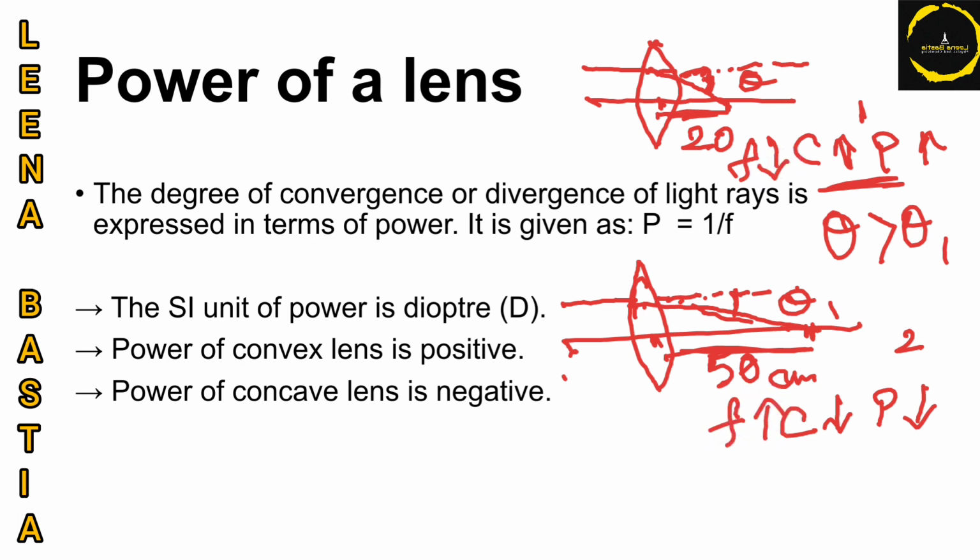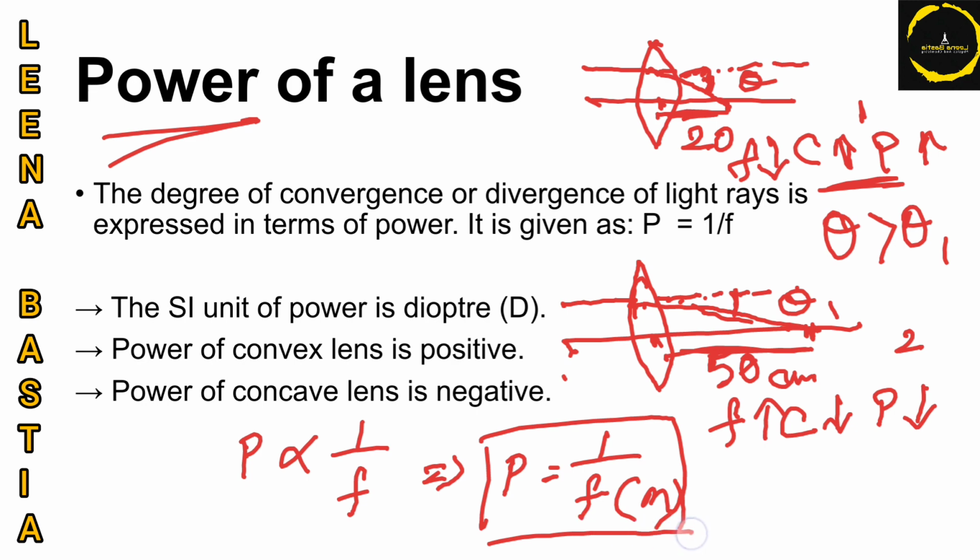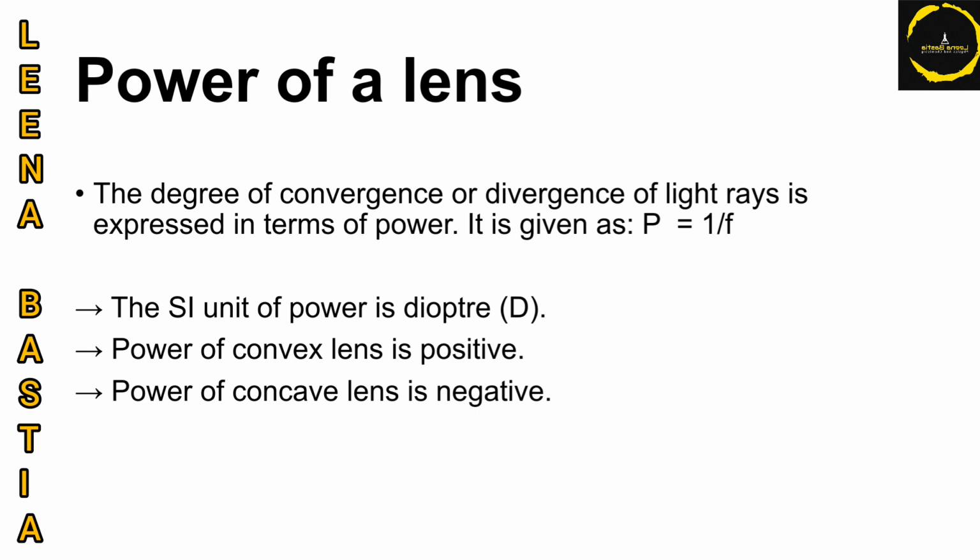So we are talking about the power of a lens. We concluded that the power is inversely proportional to the focal length. So we can formulate it like this: P equal to 1 by F, but this F has to be in meter. I hope this is clear. One more thing you have to remember: the SI unit of power is the diopter.